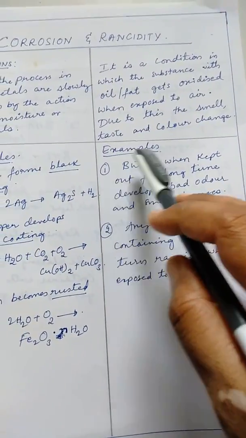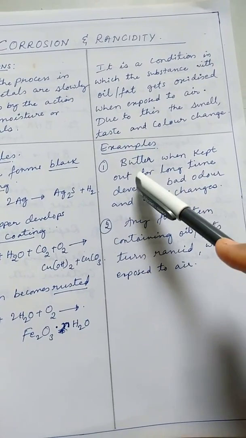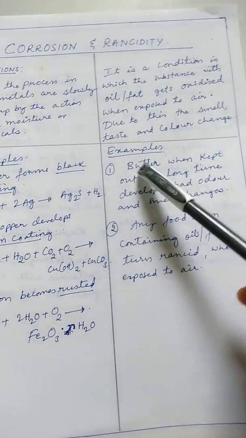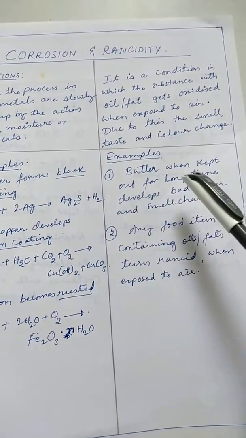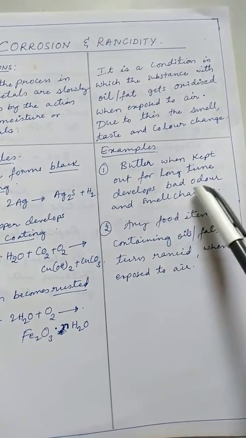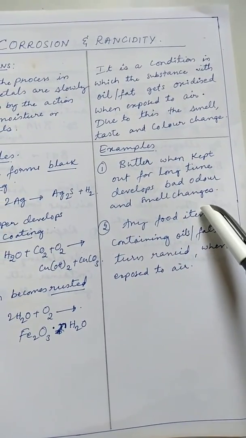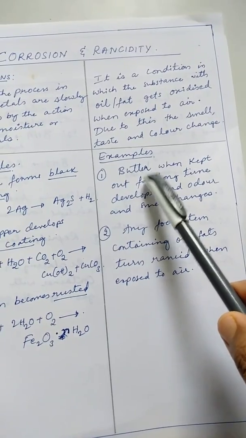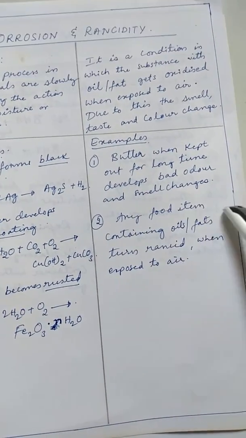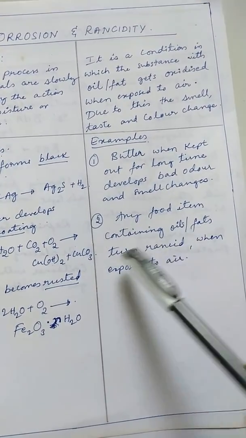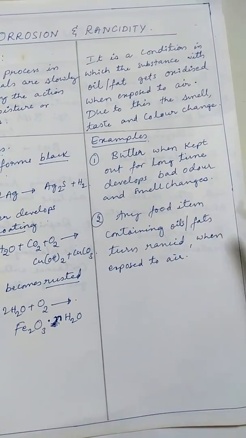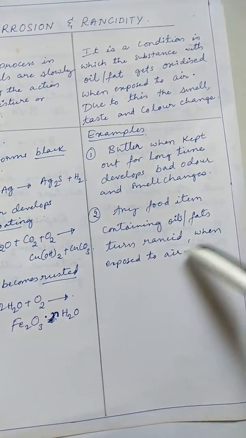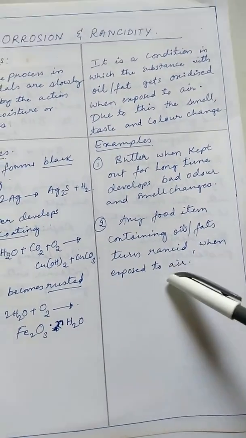Speaking about the examples of rancidity, you can take any example of oily food or fats, that is butter. When it's kept for a long time outside, it develops a bad odor and the smell changes. So it is said to become rancid. Any food item containing oils or fats turns rancid, like potato chips or any fried item. They become rancid when exposed to air.